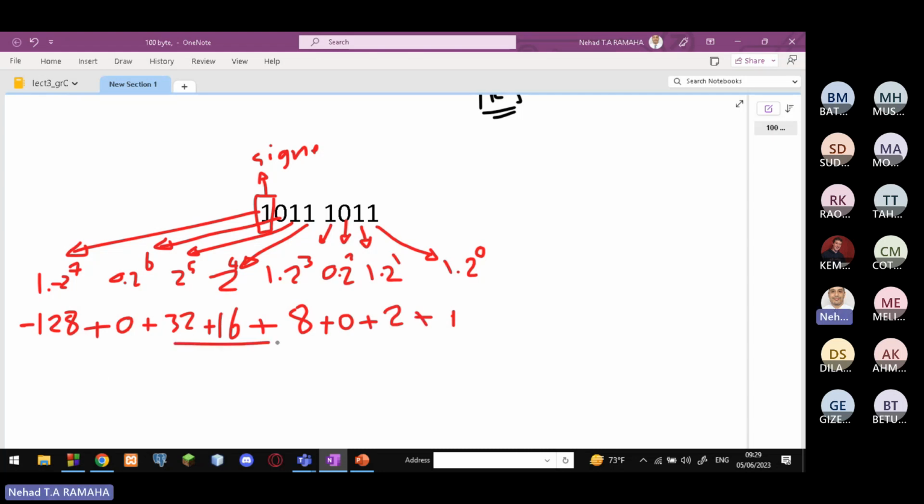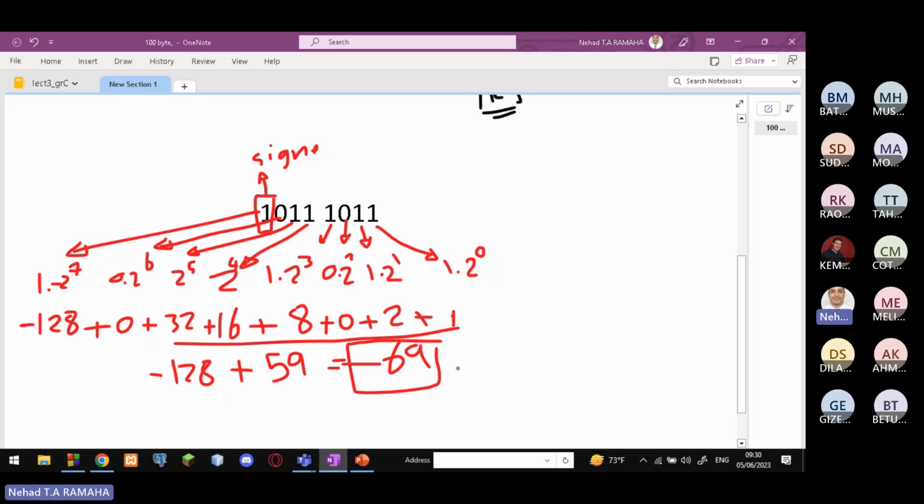So we have here 59, and here plus minus 128. So it's equal to minus 69. So this is a number. It's minus 69. Okay. Why? Because it's signed. If it's unsigned, it will be different.